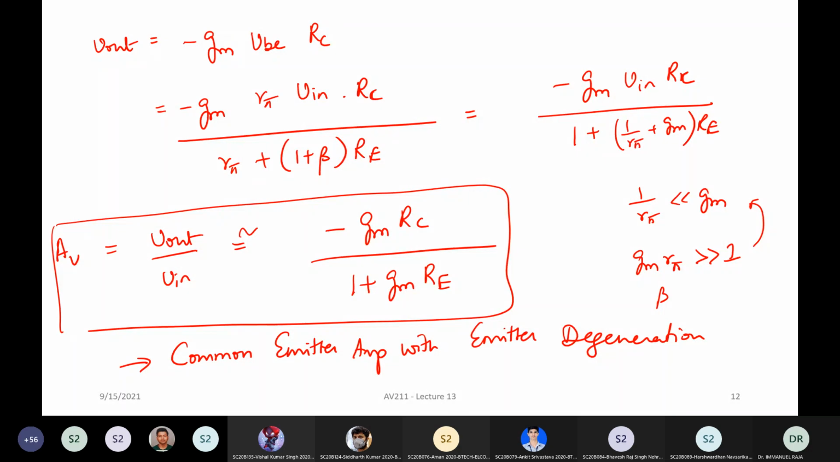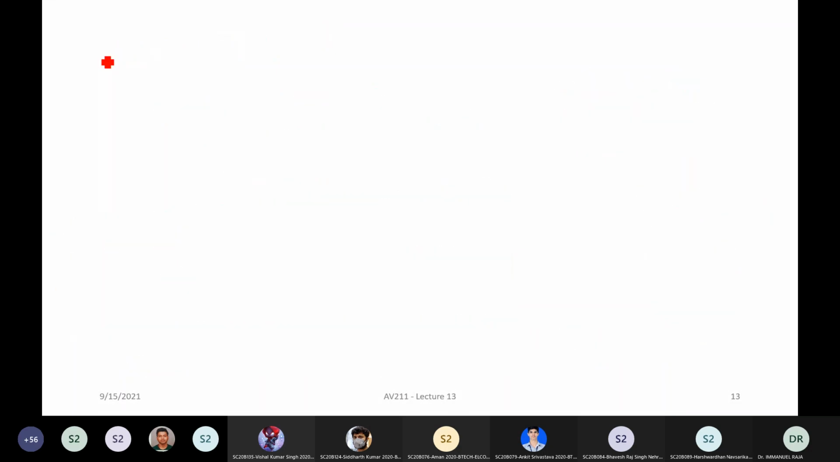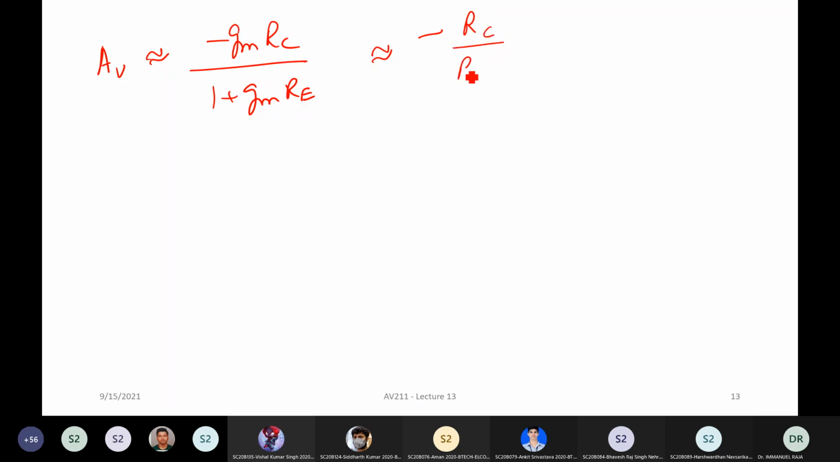Is it clear? Okay. So sometimes for hand calculation, this is the actual expression, and you can even further simplify it. If you divide the numerator and denominator by GM, what do you get? You get minus RC by 1 plus GM, 1 by GM plus RE. It can be further, crudely simplified to be approximately minus RC by RE. In other words, if you want an intrinsic gain of 10, you have to make sure that my RC by RE ratio is 10.